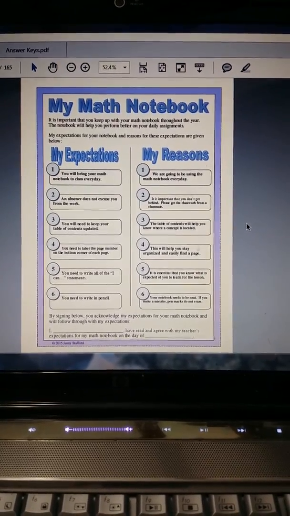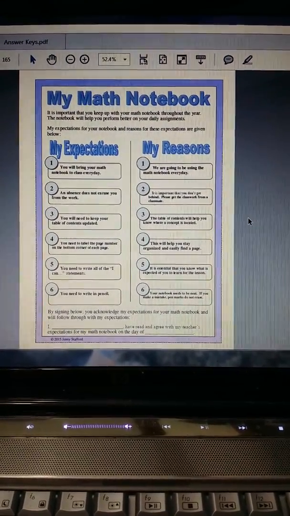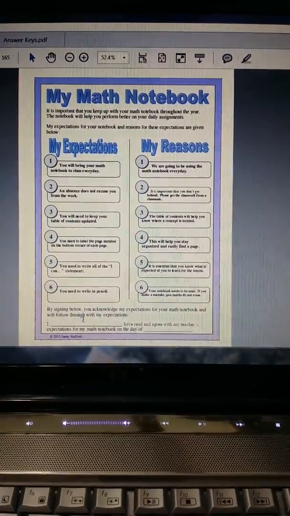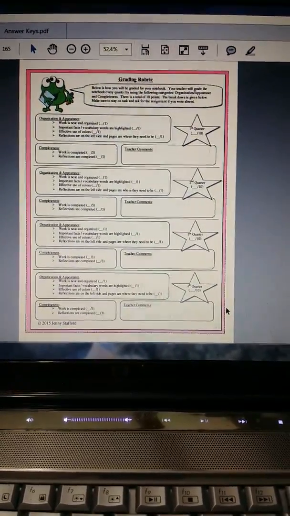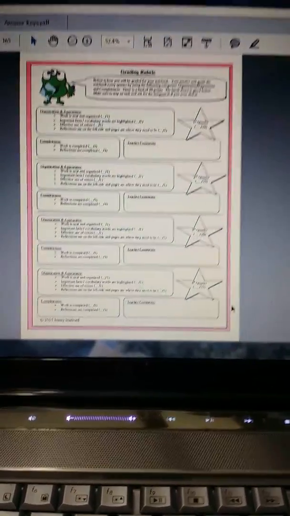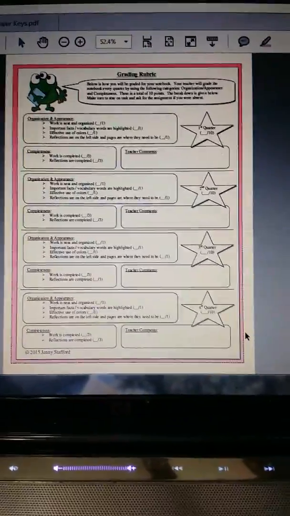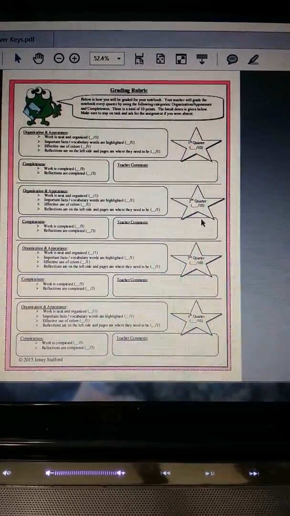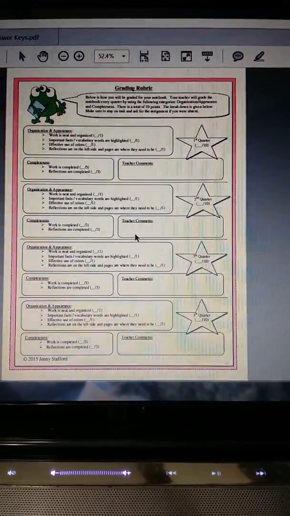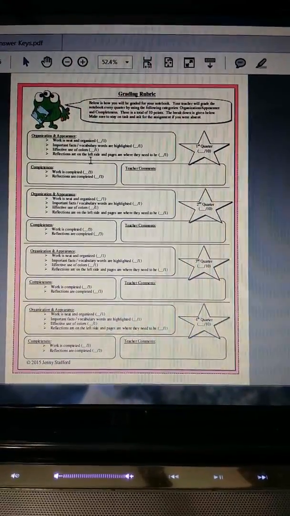Also, their math notebook, their expectations, and the reasons for that. Students will sign their name and date it. There is a grading rubric. What's nice about this grading rubric is it's set up by quarters. So there's first quarter, second, third, and fourth. And it breaks down how students are going to be graded.